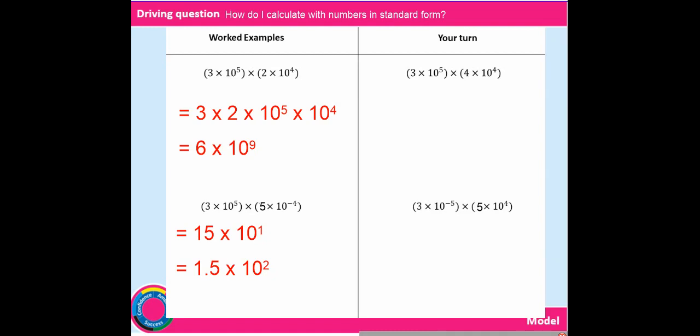You guys try these ones. Okay, 3 multiplied by 4 is 12, and 10 to the power of 5 multiplied by 10 to the power of 4 is 10 to the power of 9. That's not in standard form because this number is greater than 10. So we can say 1.2 multiplied by 10 to the power of, okay, so I've taken the 10 from here, I've divided this one by 10, so to balance it out, I'm going to multiply this by 10, so the power is going to increase.